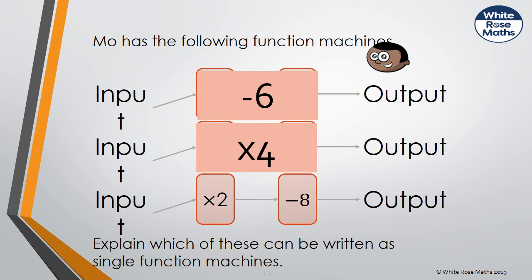How can we get from 5 to 2 using just a single function machine? Well, we wouldn't be able to change what we have there. Instead, we'd have to change that completely into just subtraction. So it'd be completely different. So we wouldn't be able to do that there.